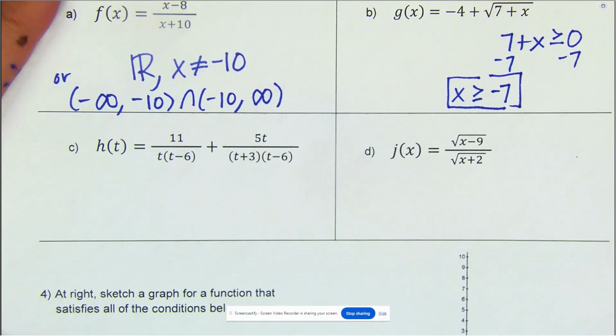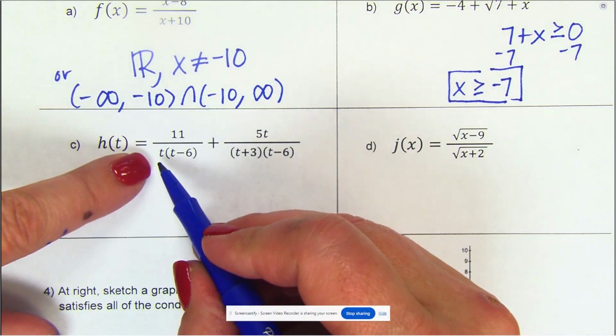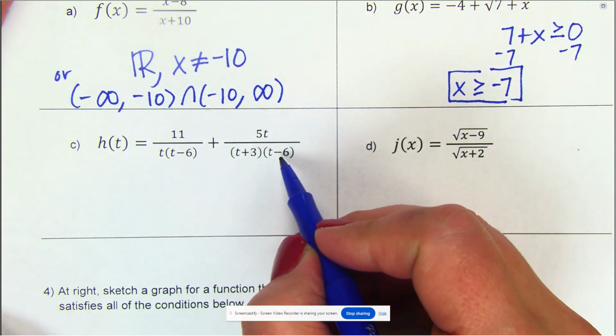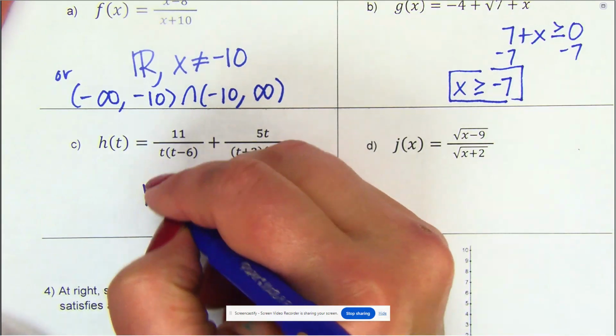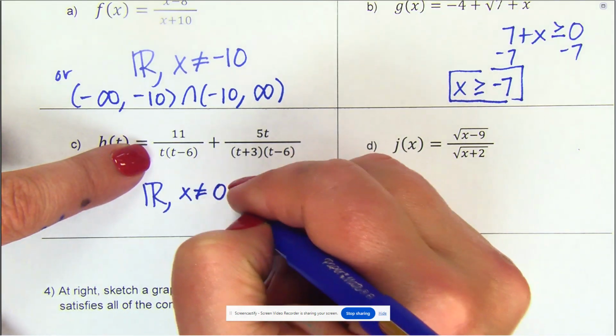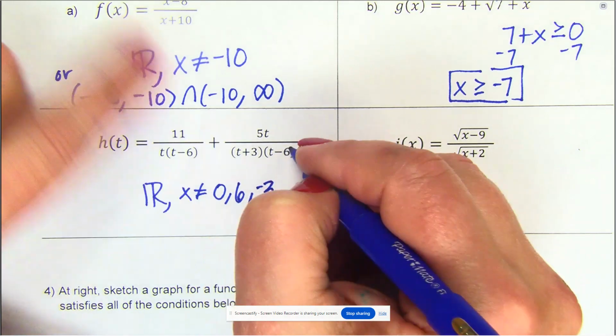Okay? This one has denominators, problems right here, right? Can't let that be 0, can't let that be 0, can't let that be 0, can't let that be 0. Not worried about the numerators. All reals, x cannot be 0, 6, and -3. That one's a repeat of that one.